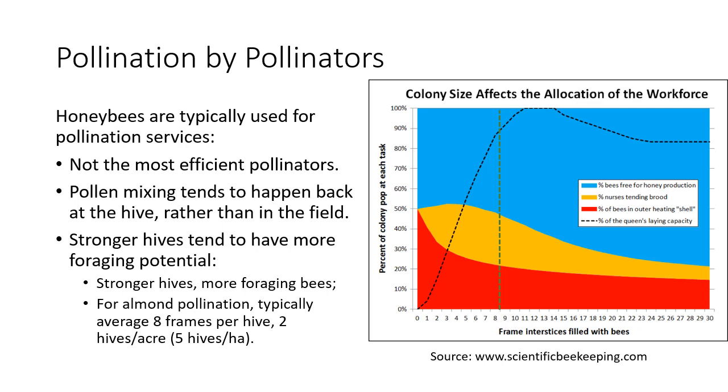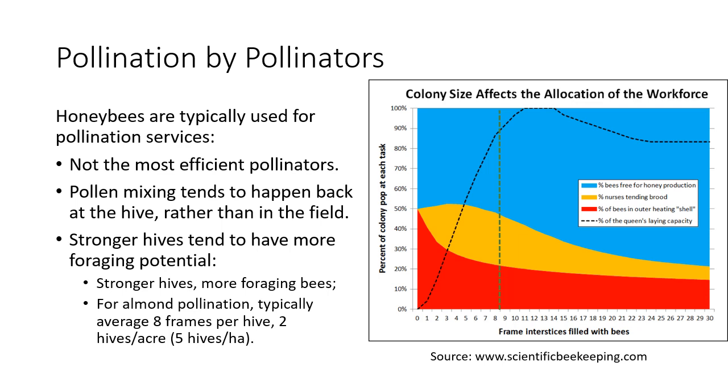Since bees tend to work flowers within a vector, they are not flying from flowers to flowers of different almond varieties. Rather, pollen mixing occurs at the hive, in which foraging bees then carry it back to the field to pollinate the flowers. Hive strength is critical for efficient pollination. This is because stronger hives have a greater number of bees acting as foragers.